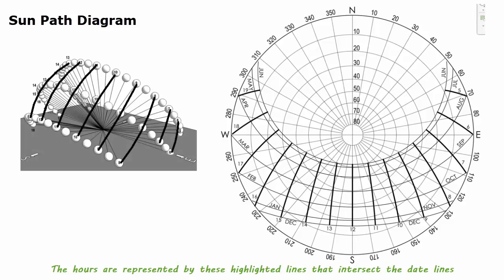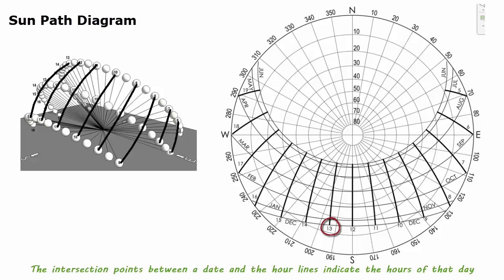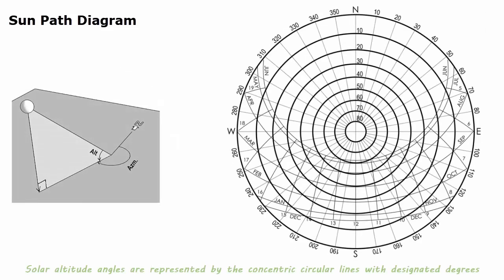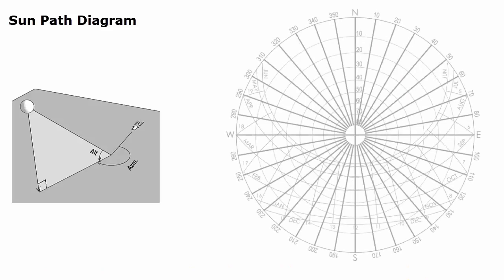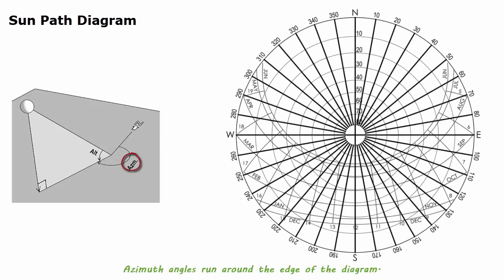The hours are represented by these highlighted lines that intersect the date lines. The intersection points between a date and the hour lines indicate the hours of that day. The solar altitude angles are represented by the concentric circular lines with designated degrees. The azimuth angles run around the edge of the diagram.